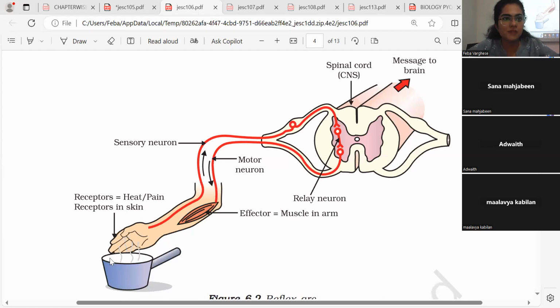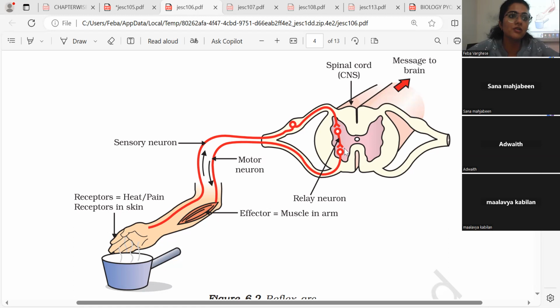So there's a receptor. What is the stimulus over here? Heat or pain is the stimulus, and the receptors are located in the skin. From the receptors, the impulse travels into the spinal cord through the sensory neuron. A sensory neuron is a kind of neuron that helps in transmitting impulses from the sense organs to your central nervous system. And then in the central nervous system, there is a relay neuron.